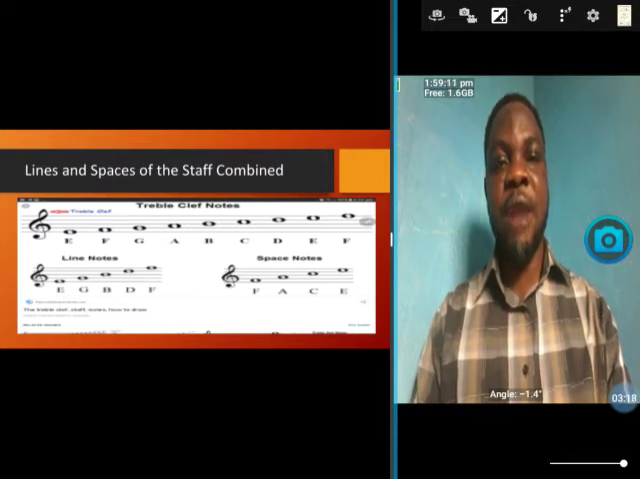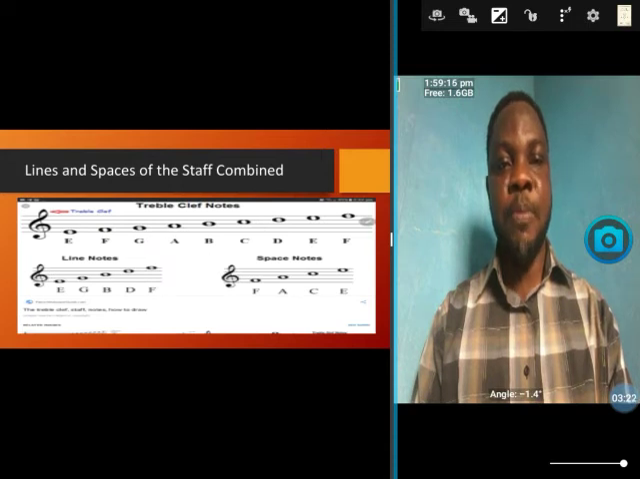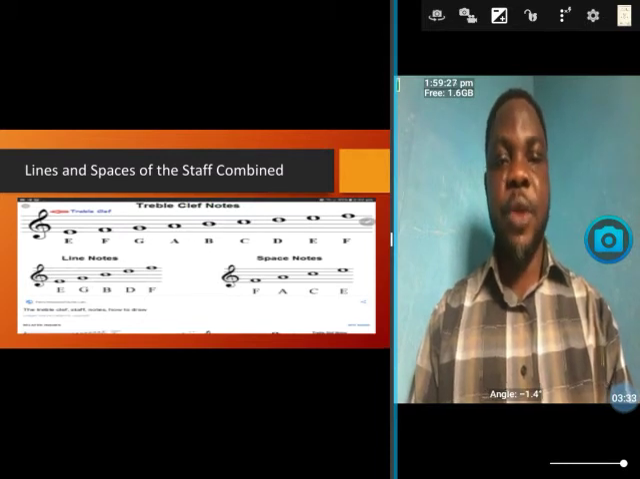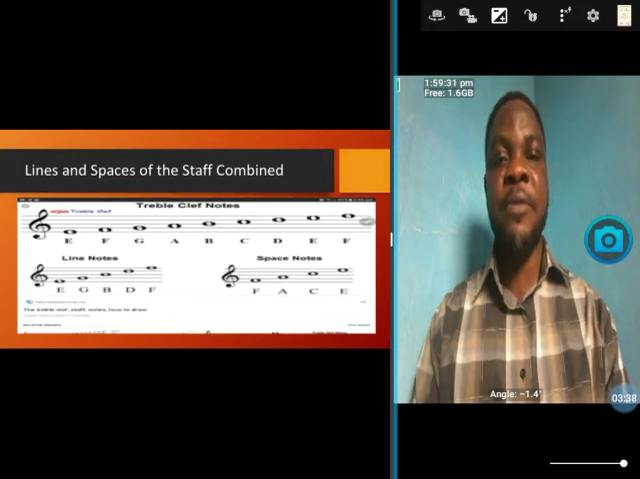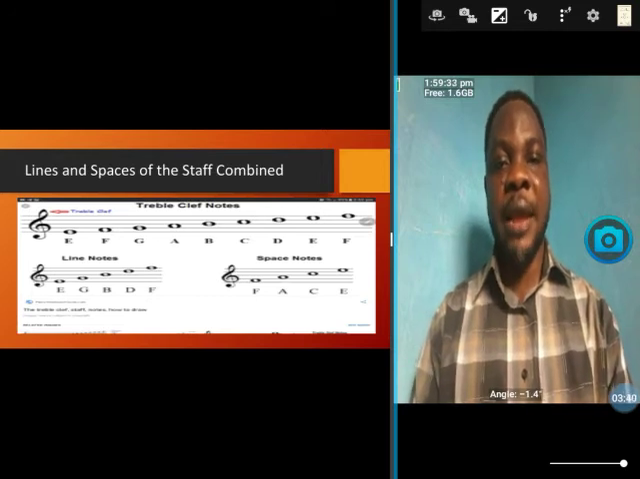After that line, you have space A. After the space, you have line B. Then after line B, you have space C. After that, you have line D. And after that, you have space E. And finally, you have line F. So when you combine the lines and the spaces of the treble staff together, you have what you are seeing on the slide there.